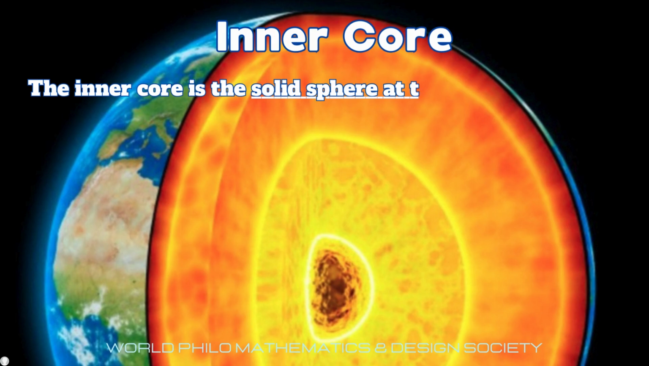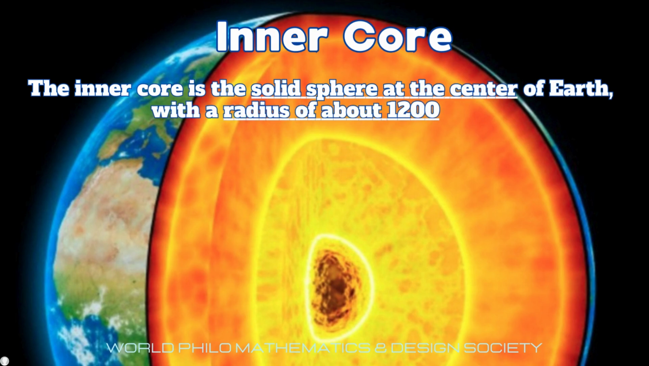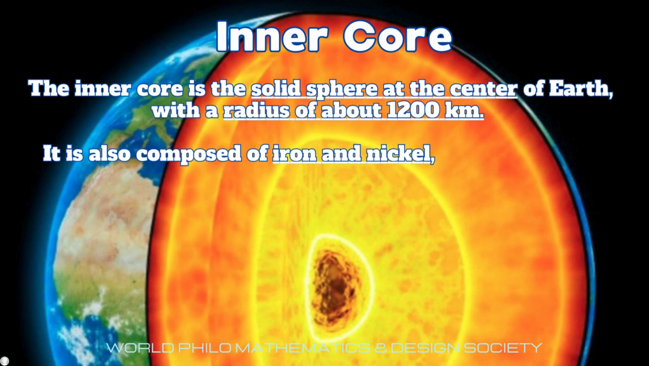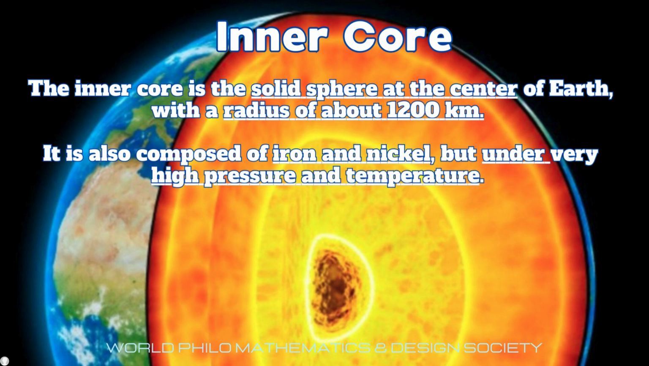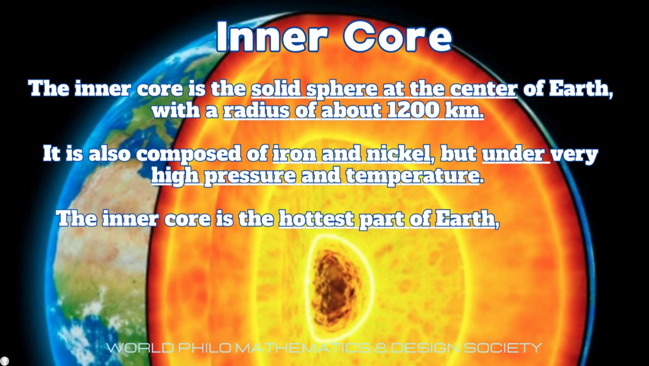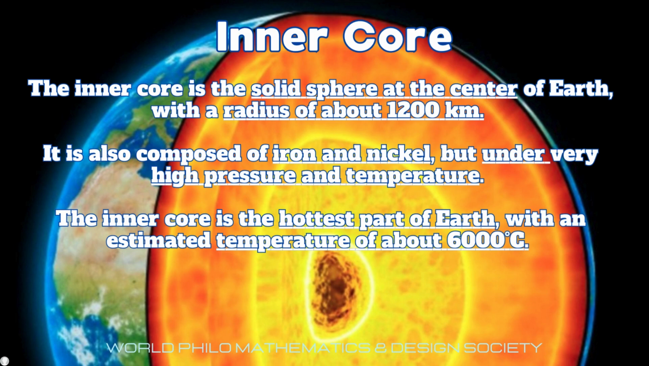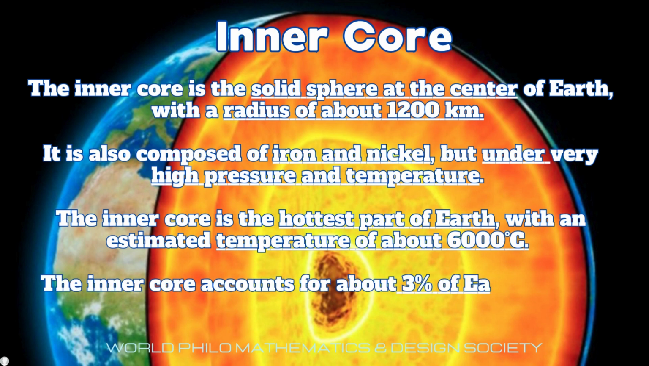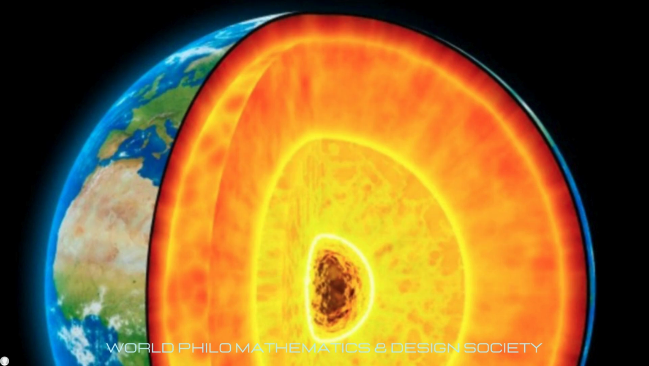The inner core is a solid sphere at the center of Earth, with a radius of about 1200 km. It is also composed of iron and nickel, but under very high pressure and temperature. The inner core is the hottest part of Earth, with an estimated temperature of about 6000 degrees centigrade. The inner core accounts for about 3% of Earth's mass.